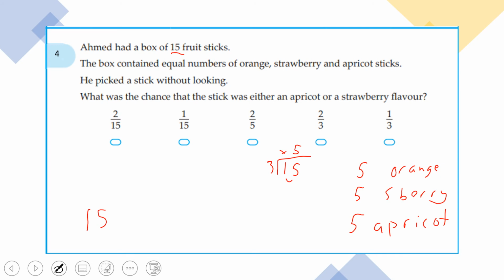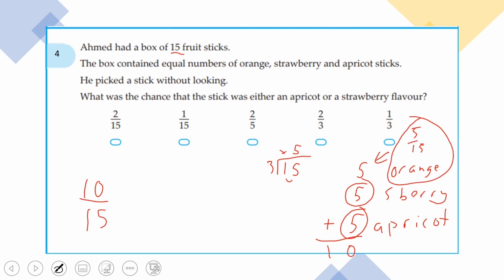And now what the question is asking is, what's the chance of either picking an apricot or a strawberry? So there's my strawberry and there's my apricot. So 5 plus 5 is 10. So there's a 10 out of 15 chance that I'll pick an apricot or a strawberry, and the remaining 5 out of 15 that it will be orange. Anyways, the question's asking about apricot or strawberry, so we've got 10 out of 15.